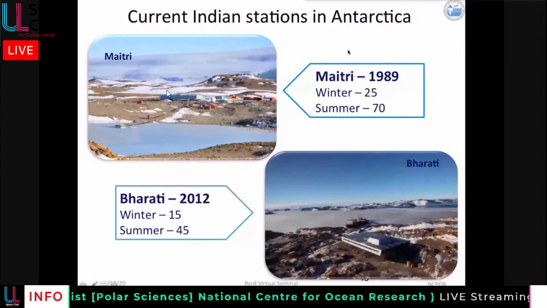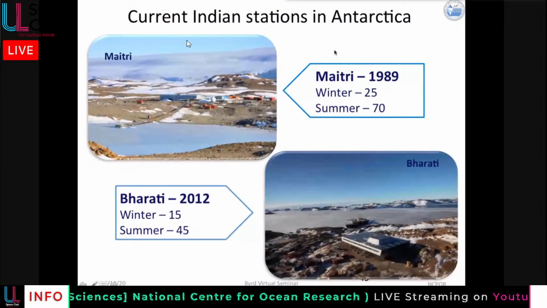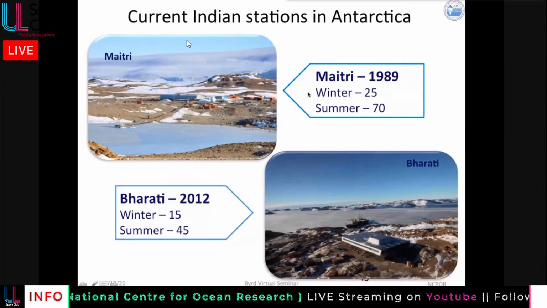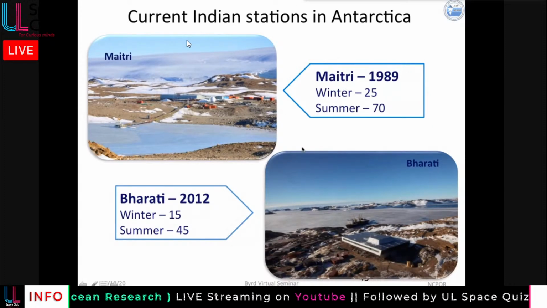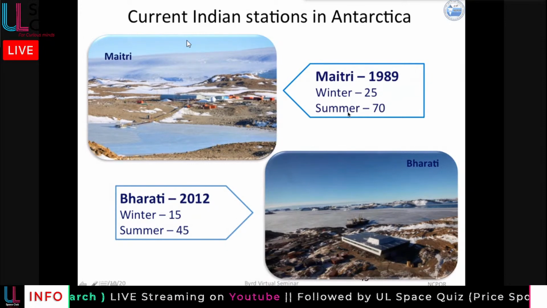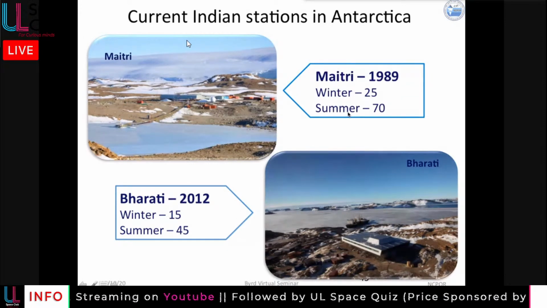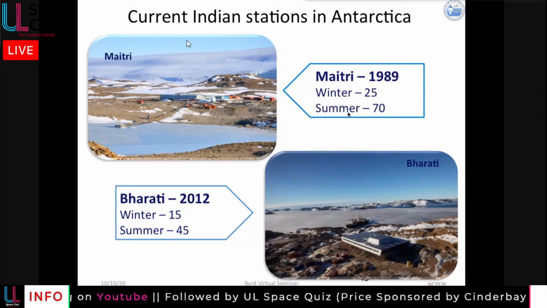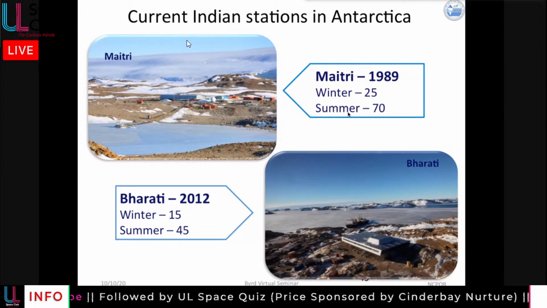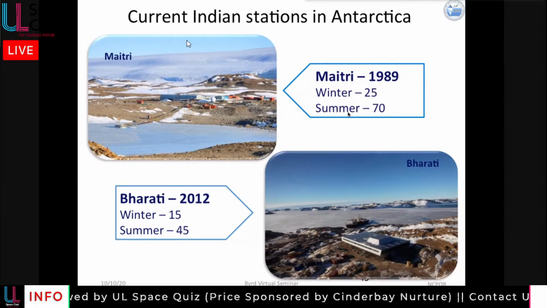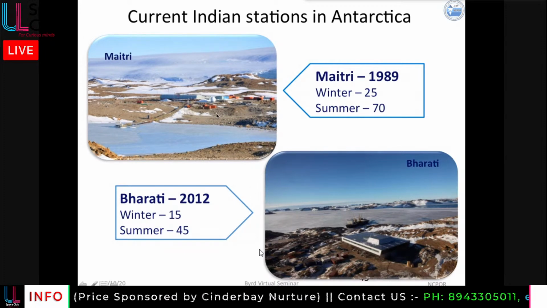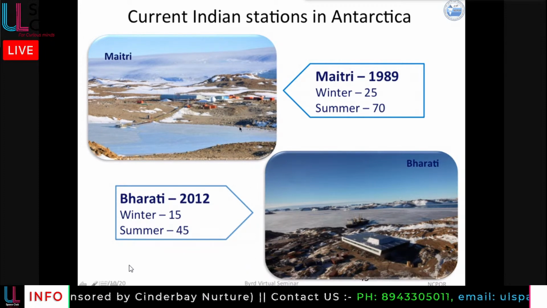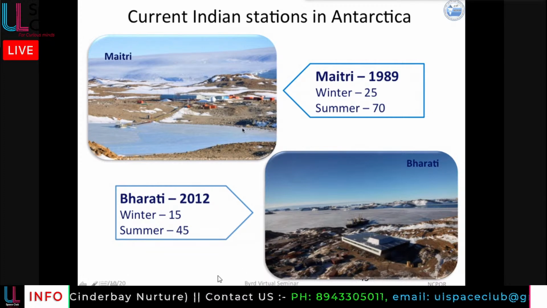So if you look at the Antarctic expedition, we have two stations. The Maitri has a capacity for about 70 people during summertime and about 25 people during wintertime. These are wintering over stations, we call them. At a wintering over station, people can work during summer, and some people also stay back during the winter time to look after the station and carry out some amount of research, because winters in Antarctica are harsh, dark, and very cold.